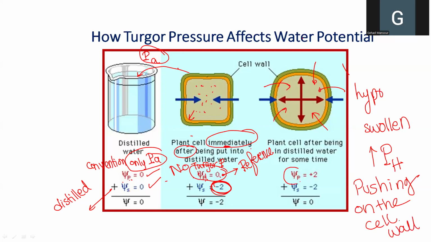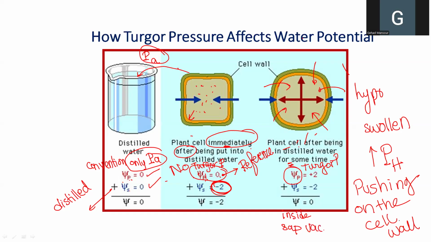So psi p here represents again the turgor pressure, and you can see that its value has increased to +2. When its value increases to +2, it antagonizes the value of the solute potential so that the water potential becomes 0. Water potential inside the sap becomes 0. Of course, we're talking here about the water potential inside the sap vacuole.